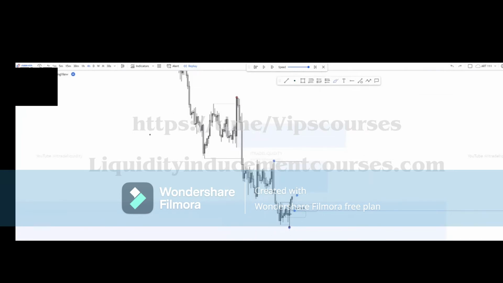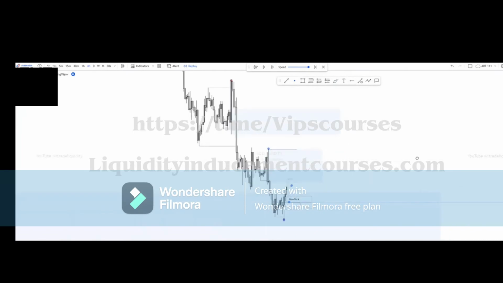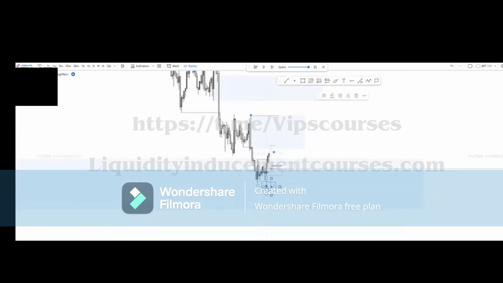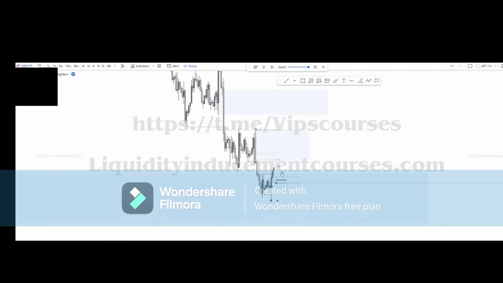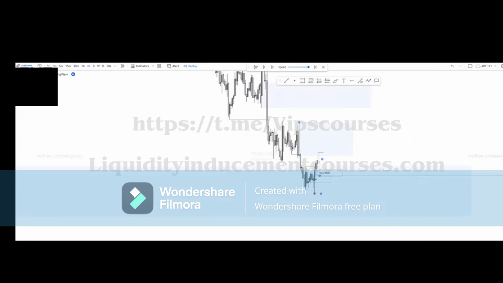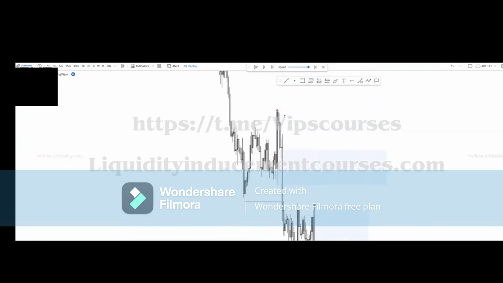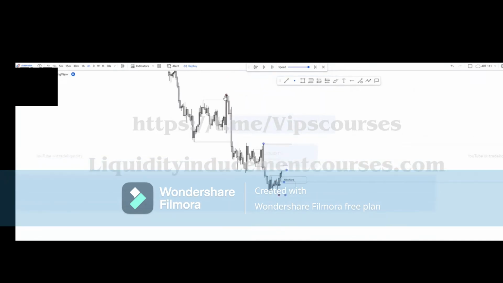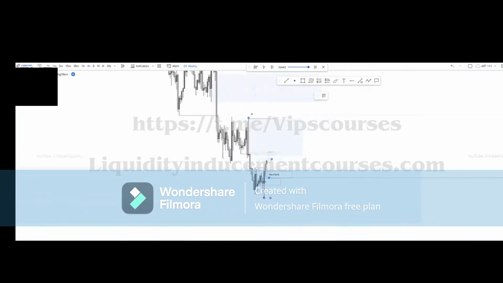All right, so now listen carefully here. This red dot right here is the higher time frame range low. So this is the bigger range, from this red dot to this red dot. Now, inside of this range, we have another range. We have this range right here.